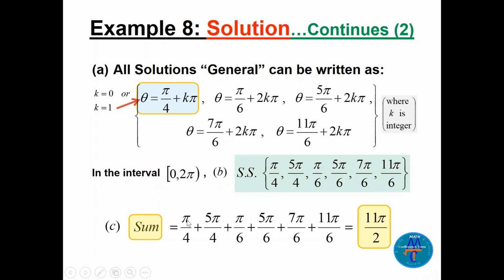In the C part, we need the sum. So we have to add pi over 4 plus 5 pi over 4 plus all the other angles. Remember, this is 4 and 4, and this is 6. Find the LCD or add any way you like. Please check the number. You will get 11 pi over 2 as the sum.